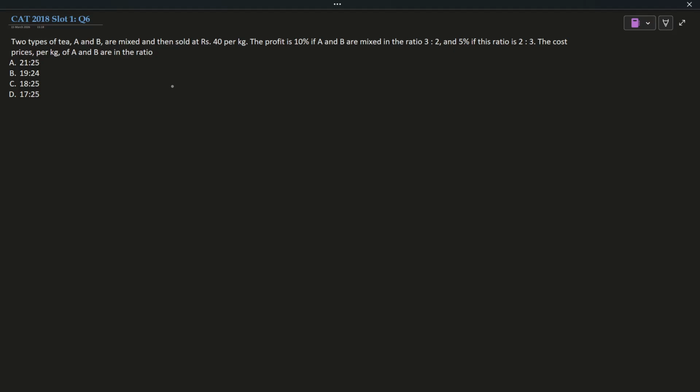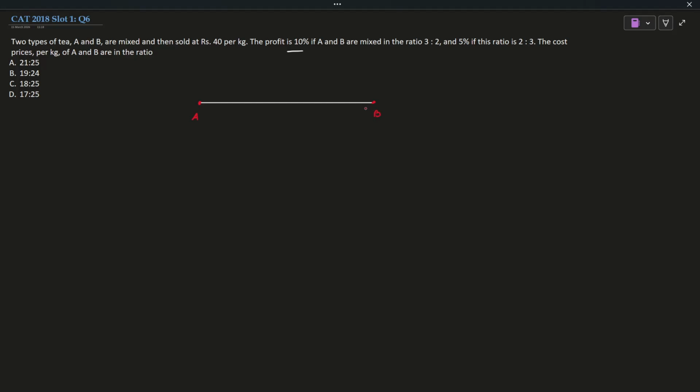Two types of tea, A and B, are mixed and then sold at rupees 40 per kg. The profit is 10% if A and B are mixed in the ratio 3:2. This is a very simple question, guys. It might sound or look like a difficult one, but this is a very easy question. This question is from mixtures and solutions, and in mixtures and solutions it is always advisable to use the number line method.